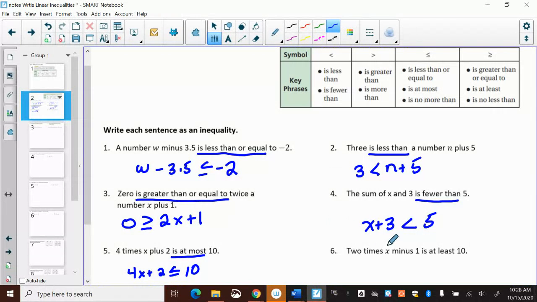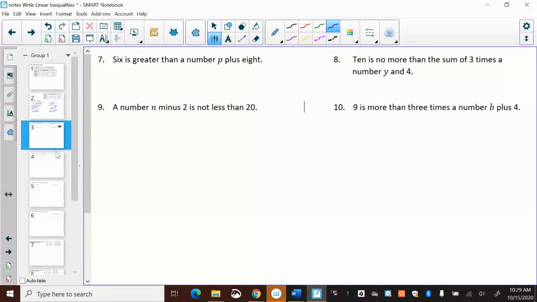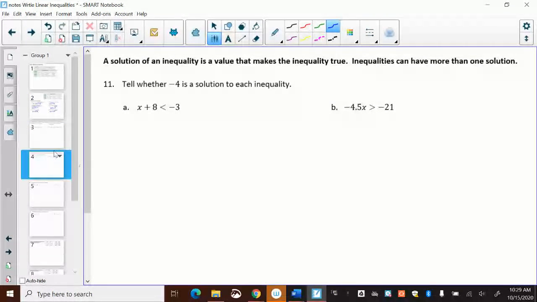And then 2 times x minus 1 is at least 10. There's our word is. At least means greater than or equal to. So 2 times x minus 1 is at least, so greater than or equal to 10. All right, the next 4 here you can try on your own. The key is in Schoology.